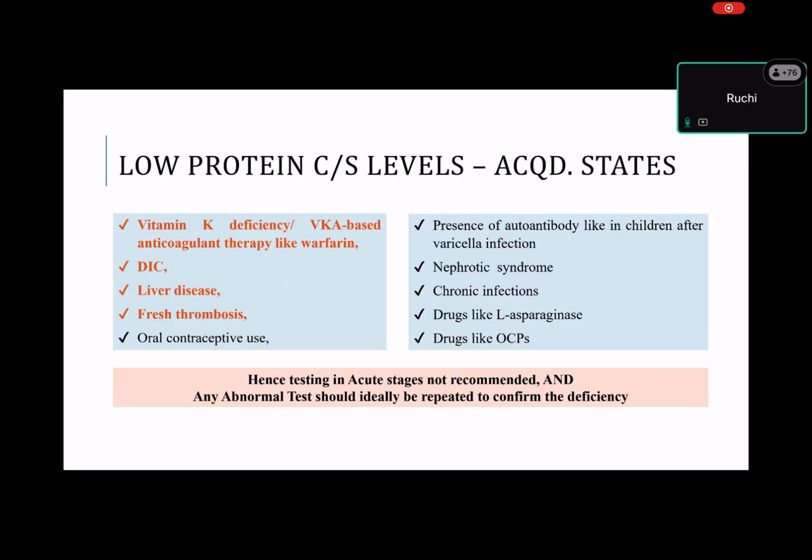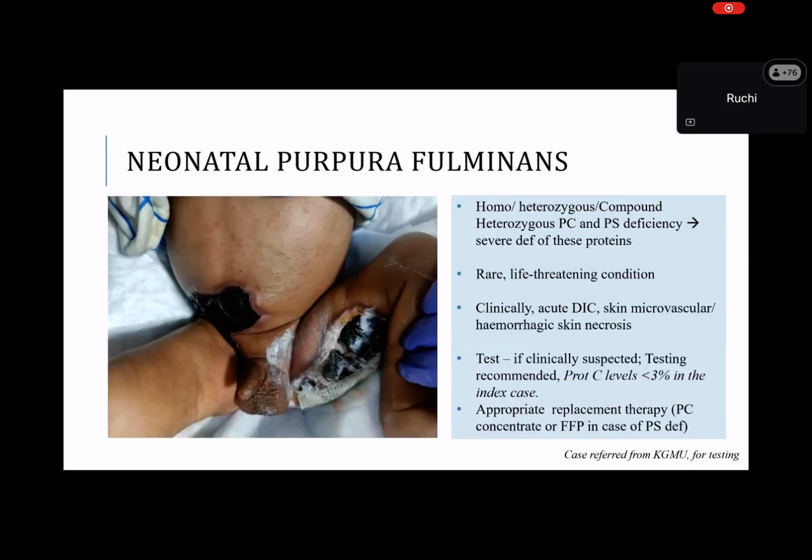Assuming that naturally he will send it to us for testing again only after completing the course. Except for this situation, that is neonatal purpura fulminans, which is a rare life-threatening condition where there can be a homozygous or a heterozygous protein C or S deficiency. Clinically, it will present like an acute DIC with a lot of skin changes, microvascular necrosis, and thrombosis.